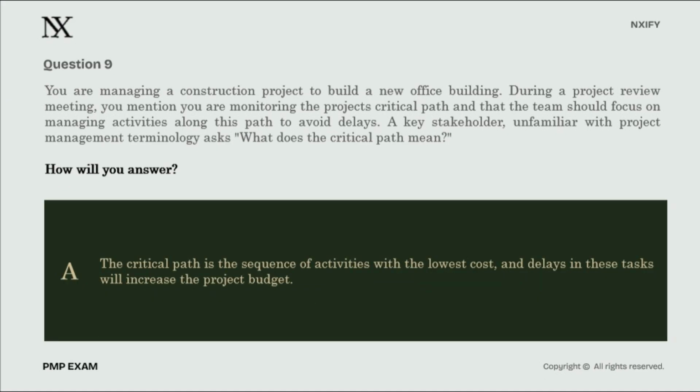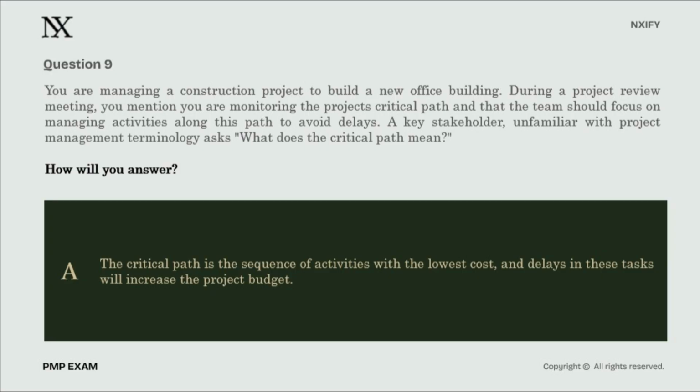Let's first review option A. The critical path is the sequence of activities with the lowest cost, and delays in these tasks will increase the project budget. Wait a second. A senior PM knows that the critical path is strictly and exclusively about the time schedule, absolutely not the project cost. While costs are managed via the cost baseline we covered in earlier episodes, the critical path ignores dollars entirely. A critical path can be incredibly cheap or terribly expensive. So that's not quite right.